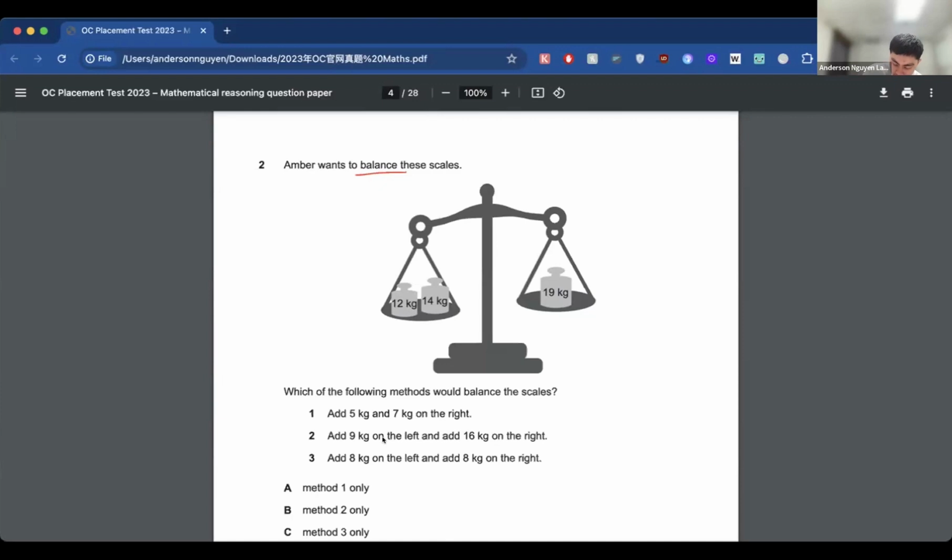So if you add up the weights, you see it's 26 kilograms. And on the right, it's 19 kilograms. All right, so you just simplify the diagram, right? And then now you can move on.